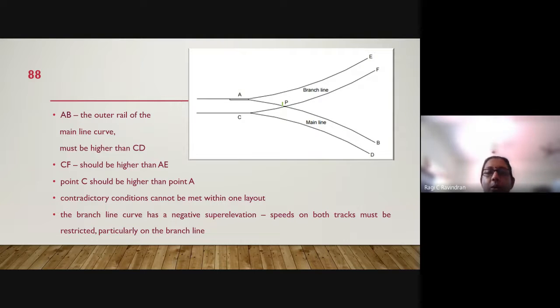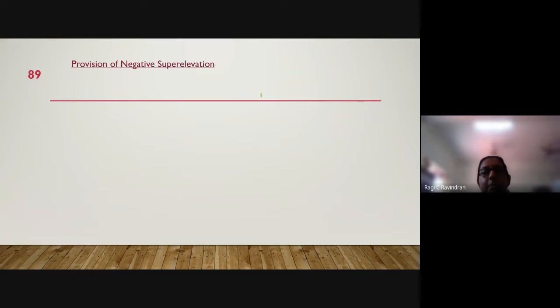And also, another thing that you should be aware of is that the speed of the train traveling on both these tracks must be restricted, and it should be restricted especially on the branch line because we have provided negative super elevation over there. Okay, now let's see how to provide negative super elevation.